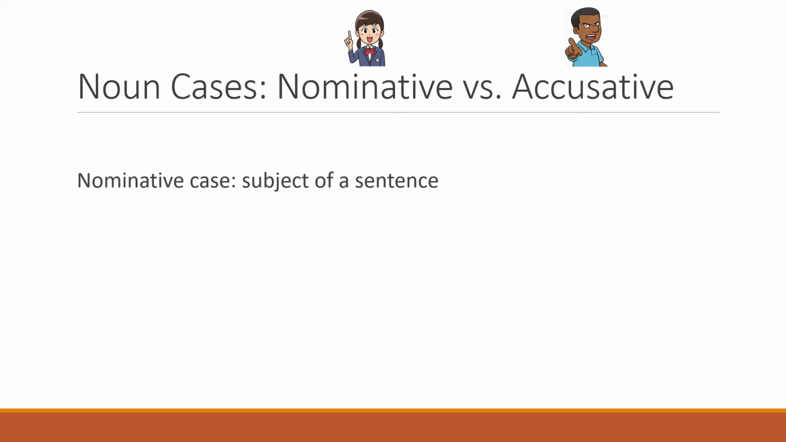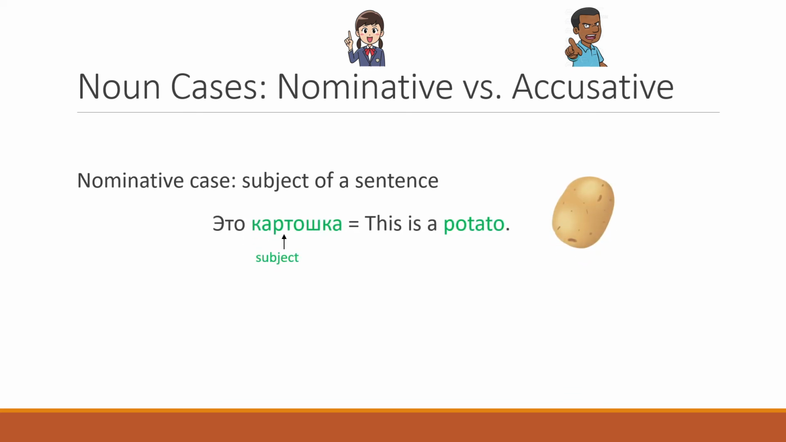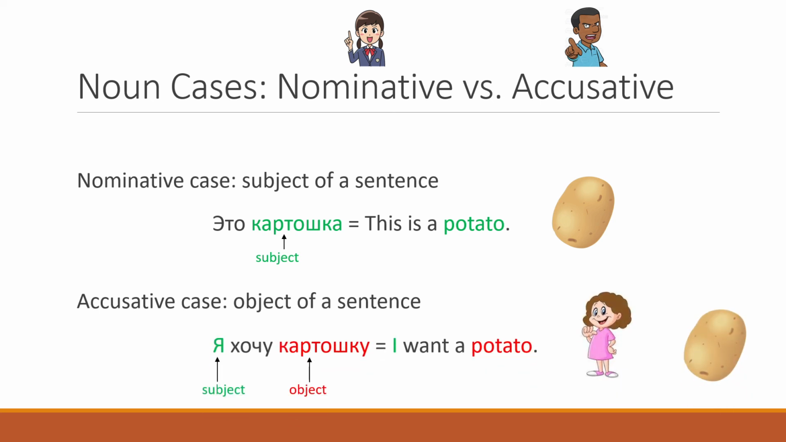So, the nominative is for the subject of a sentence. Это картошка. This is a potato. Картошка is the subject. It's what the sentence is about. So, we use nominative case. But the accusative is for the object of the sentence. Я хочу картошку. I want a potato.